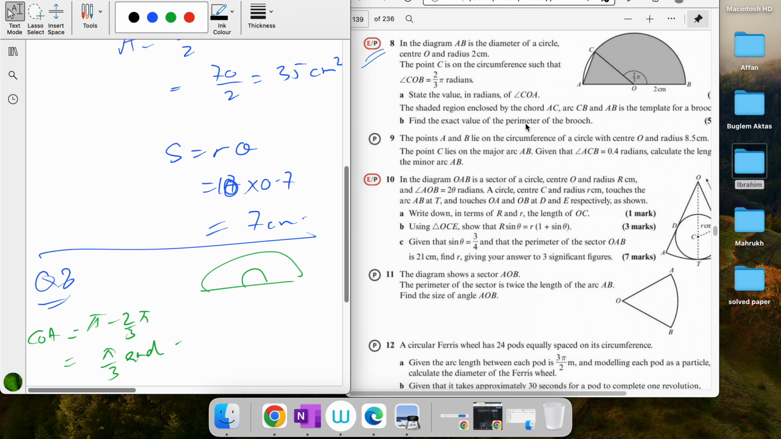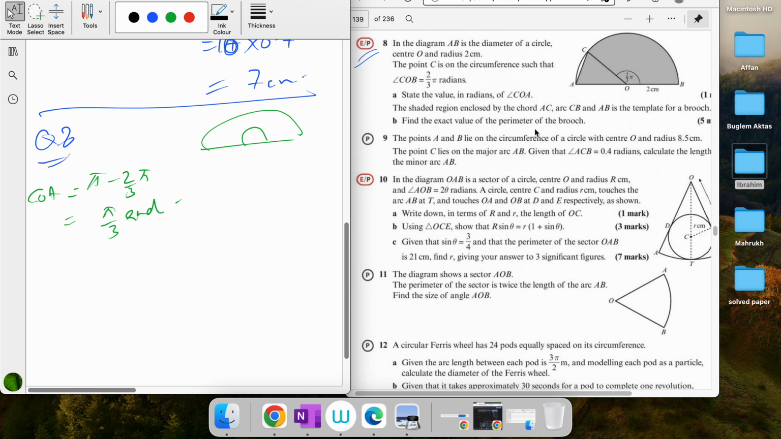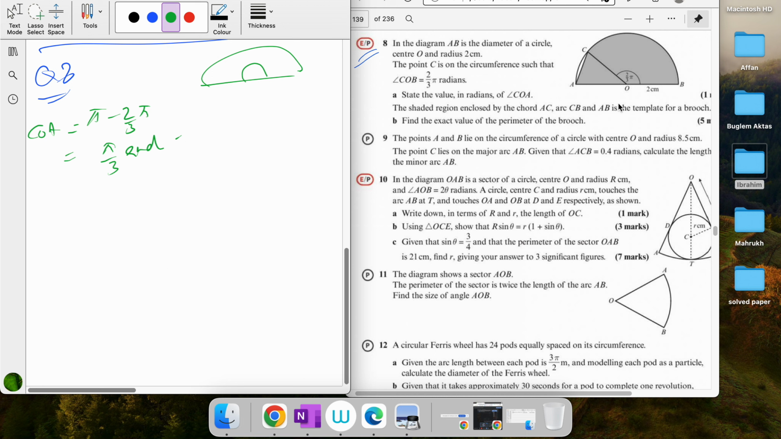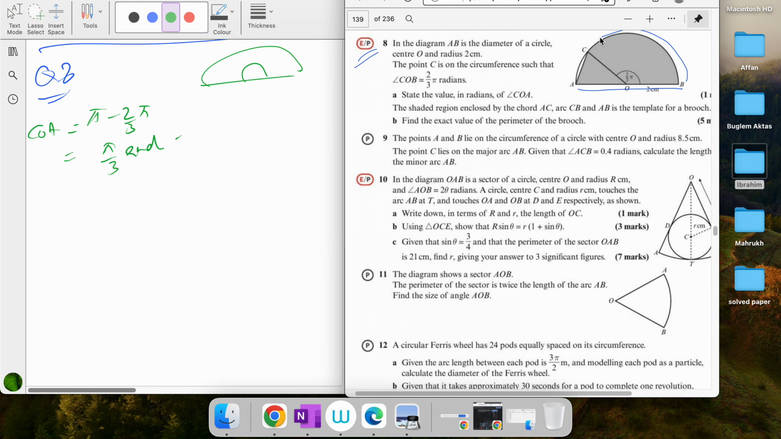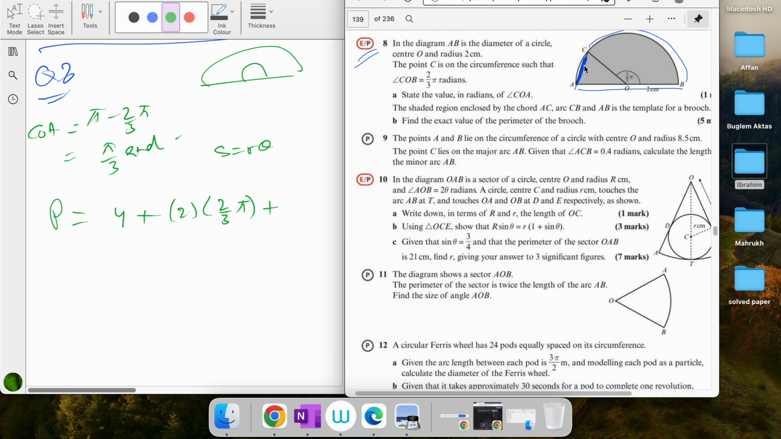The second part says the shaded region enclosed by the chord, the arc CB and AB is the template for a brooch. Find the exact value of the perimeter of the brooch. So what do we have? We have one side, second side and straight line, third straight line. We have to find these three to find the perimeter of the shaded region. First is AB, which is 4 centimeters. Then we have major arc CB, which is S equals r theta, so r is 2 and theta is 2 by 3 pi, plus this third section AC.